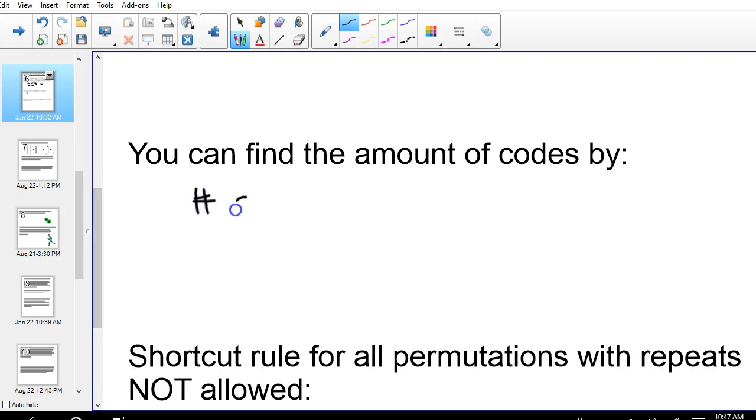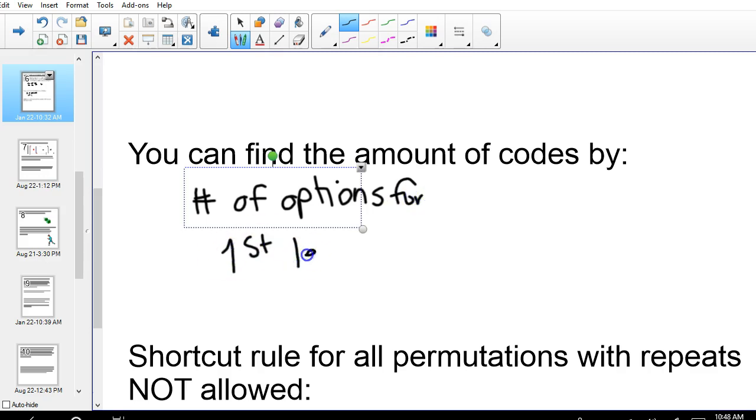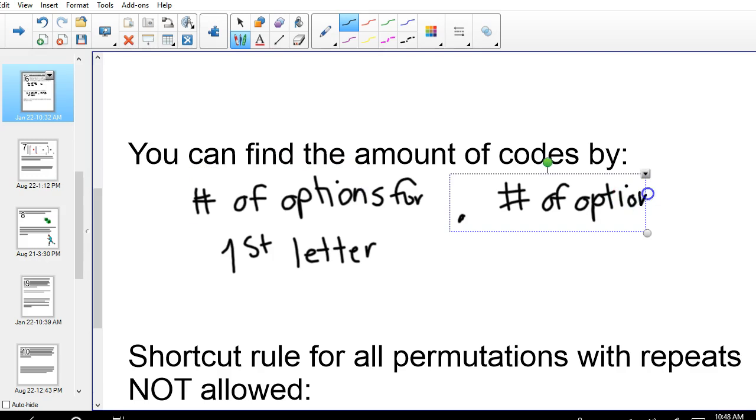number of options for the first letter times the number of options for the second letter. Okay, now that looks exactly like what I wrote down for the last problem, but here's the difference for this situation.